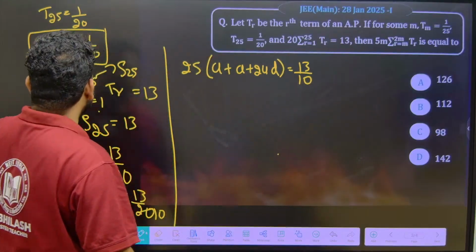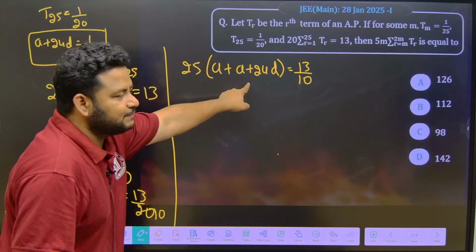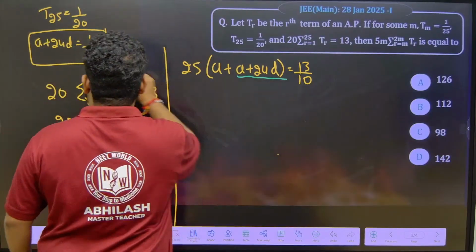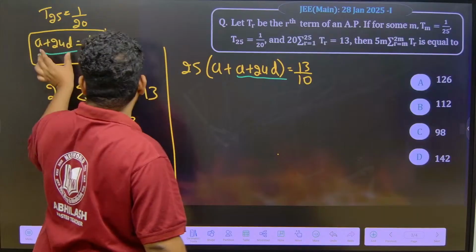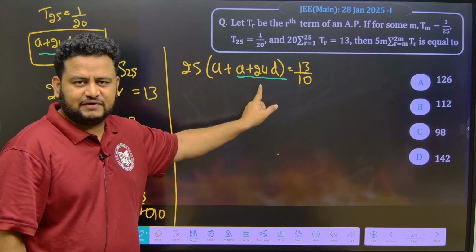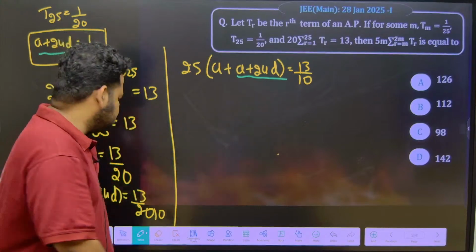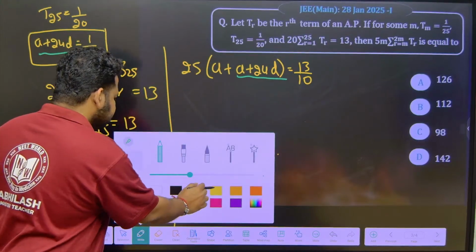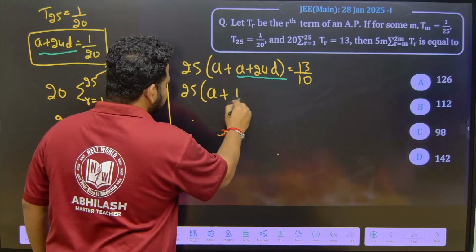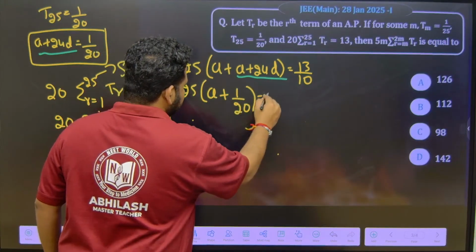Now have a look at this. a plus 24d, here also a plus 24d. So this one and this one are similar. So a plus 24d I can write as 1 by 20 here, correct? I can put the value of a plus 24d as 1 by 20. So this transforms into 25 into a plus 1 by 20 is equal to 13 by 10.